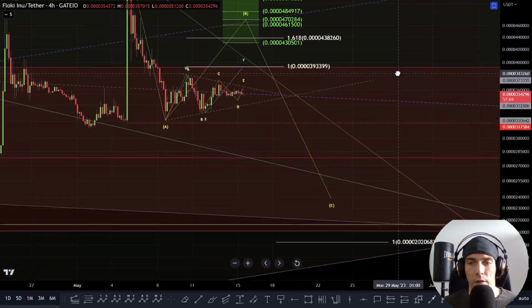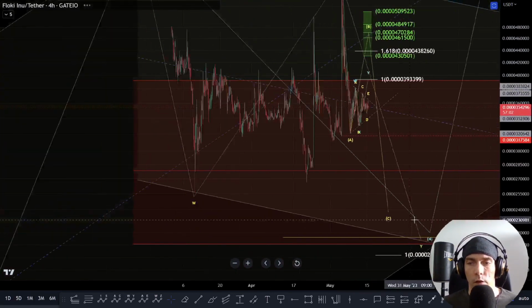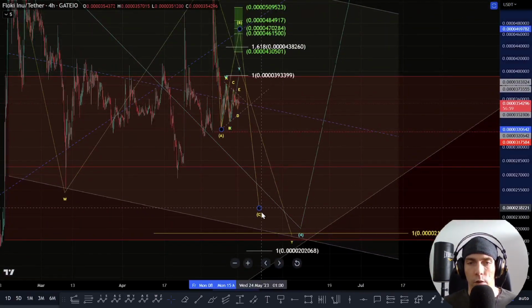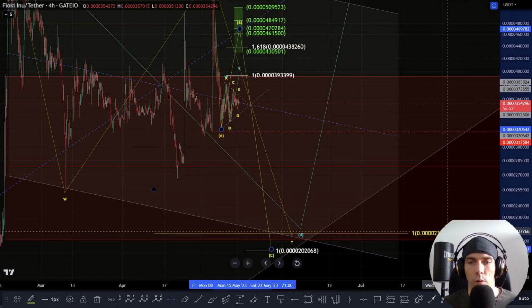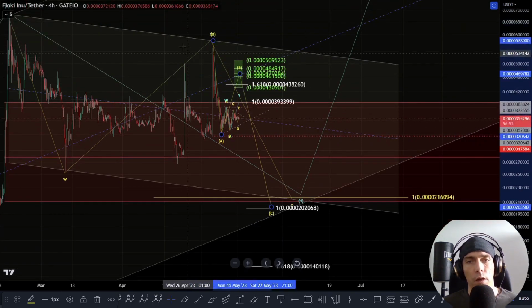If, however, we had to complete this as a triangle, potentially we could actually see a move down back towards this channel area, and actually looking for a move towards this 1-to-1 of this Y wave at this 216094. So keep an eye on this.